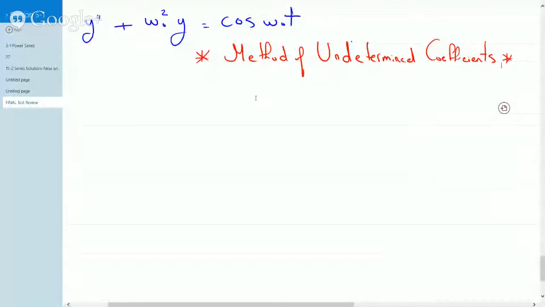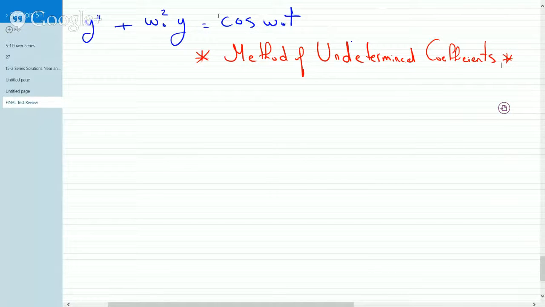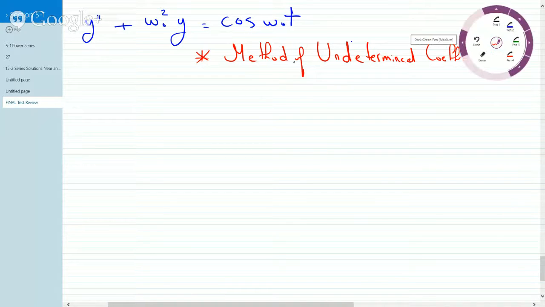Okay, so this is a second order non-homogeneous differential equation because you have that non-homogeneous forcing term on the right hand side, and to solve it we'll use the method of undetermined coefficients. So first you solve the homogeneous, where you set the differential equation equal to 0.